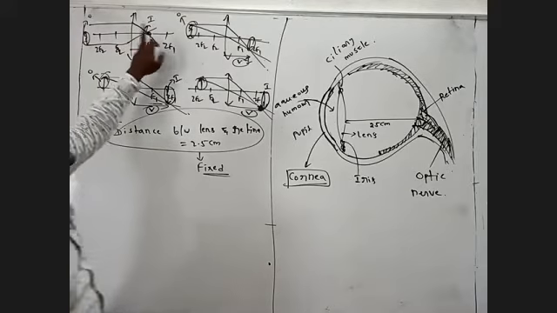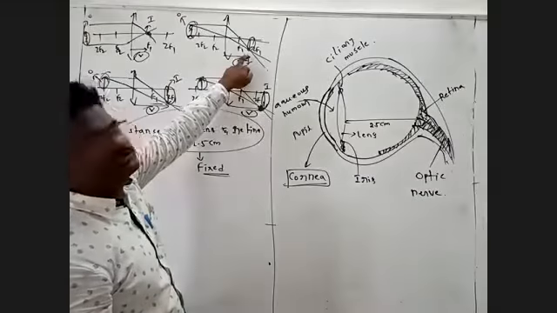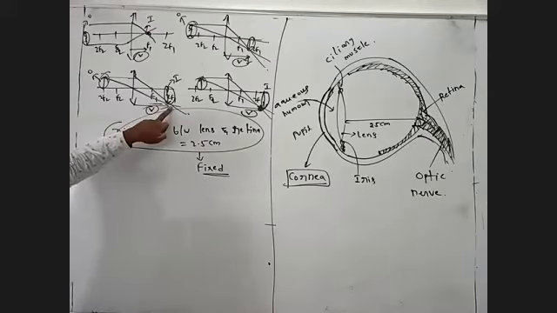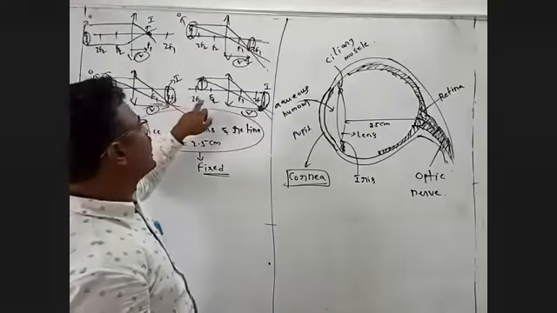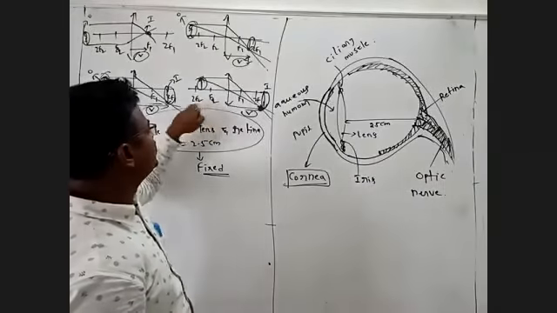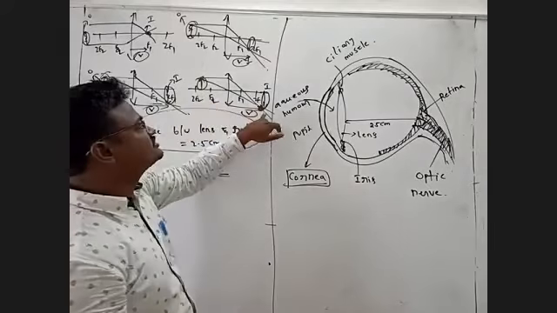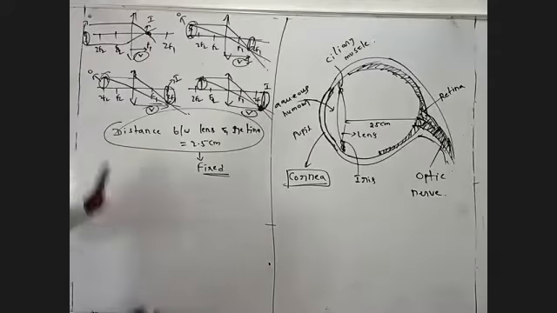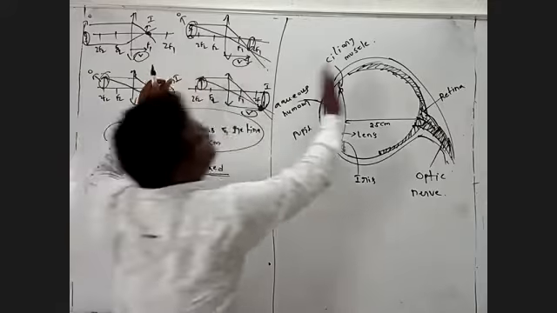When the object is placed at infinity, the image is formed at the focus. When the object is at C2, the image forms between F and 2F. When the object is at F2, the image forms at infinity on the other side. When the object is between C2 and F2, the image forms on the other side beyond 2F1. The object is moving in this direction and the image is moving in this direction.